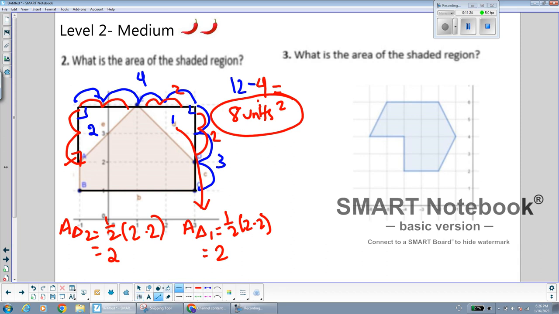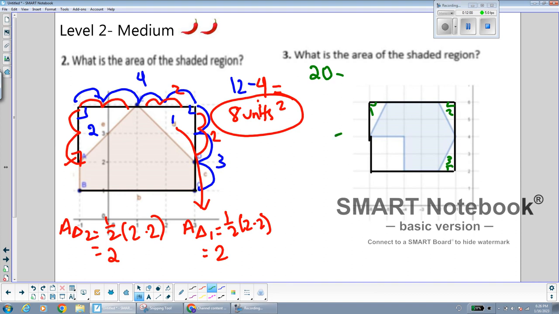Okay, next one. Trying to completely enclose this in the box because we are finding the area. I want to get all those vertex points in my box. There we go. And look what happened here. Not only do I have 3 right triangles, but I also have a square, which I definitely know how to find the area of. So the whole is 1, 2, 3, 4, 5 by 1, 2, 3, 4. 5 times 4 is 20.